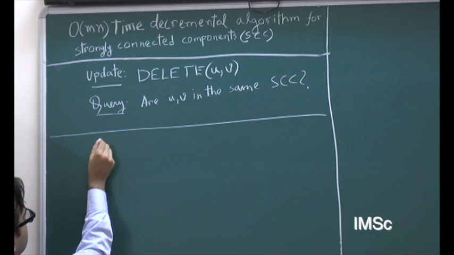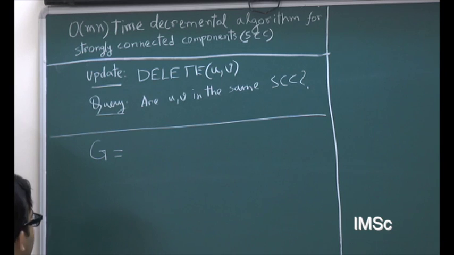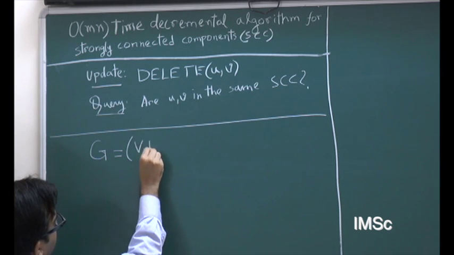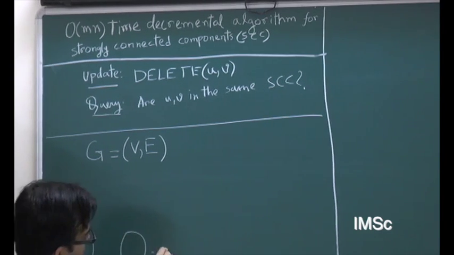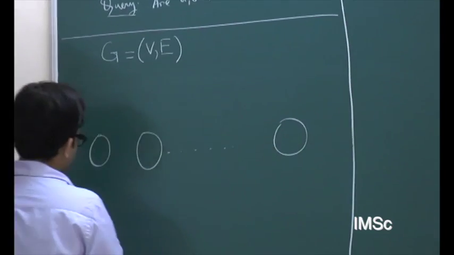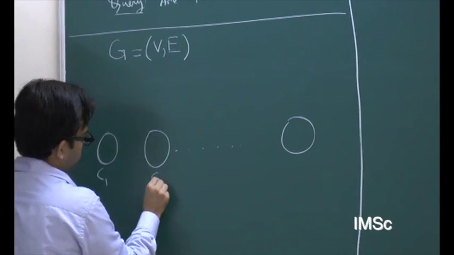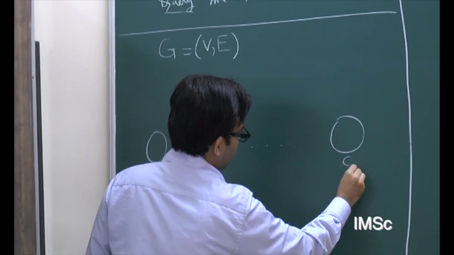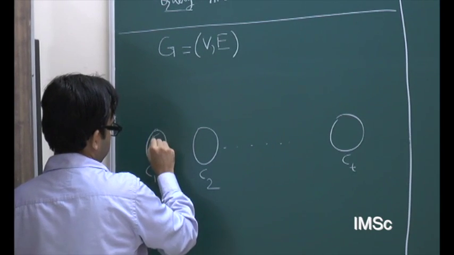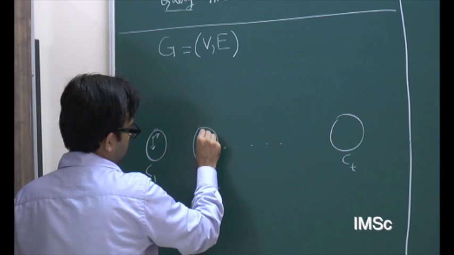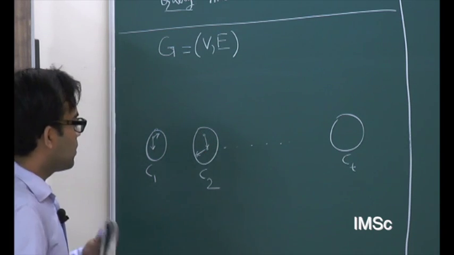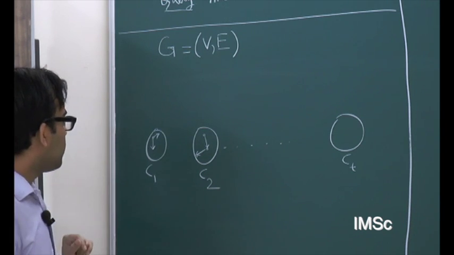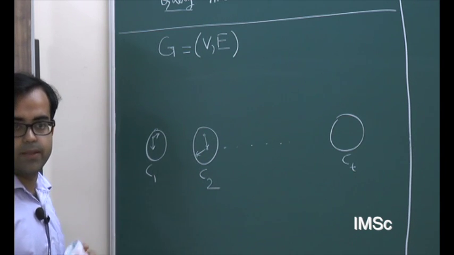Okay. So, let us start. Initially, in linear time, we can compute all the strongly connected components. Suppose we did that, and let us just number them like this. These are the strongly connected components. What is the first thing that comes to your mind? How are you going to maintain them under deletions?